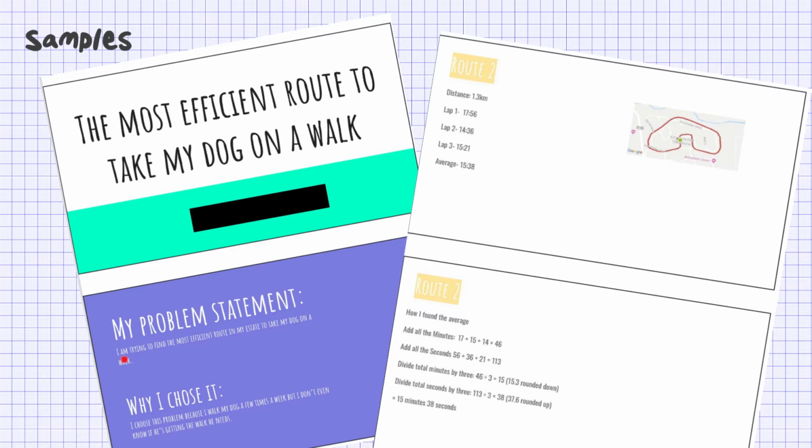So the problem they had is, I'm trying to find the most efficient route in my estate to take my dog for a walk, okay? So they posed the problem, and they looked at many different options. You can click in and see that yourselves if you go to the Padlet. So I'll share you a link. I've shared you a link to the Padlet, but I'll put that as a descriptor in the video, so you'll be able to check the Padlet for all these projects.